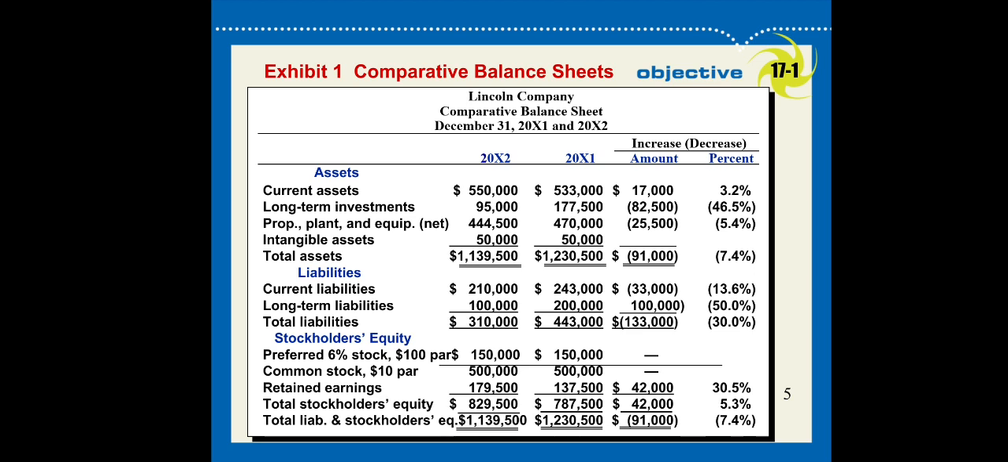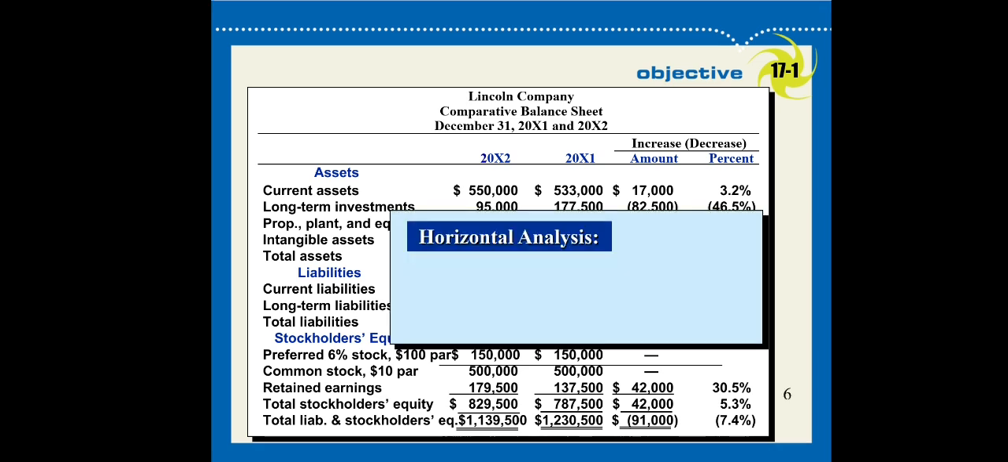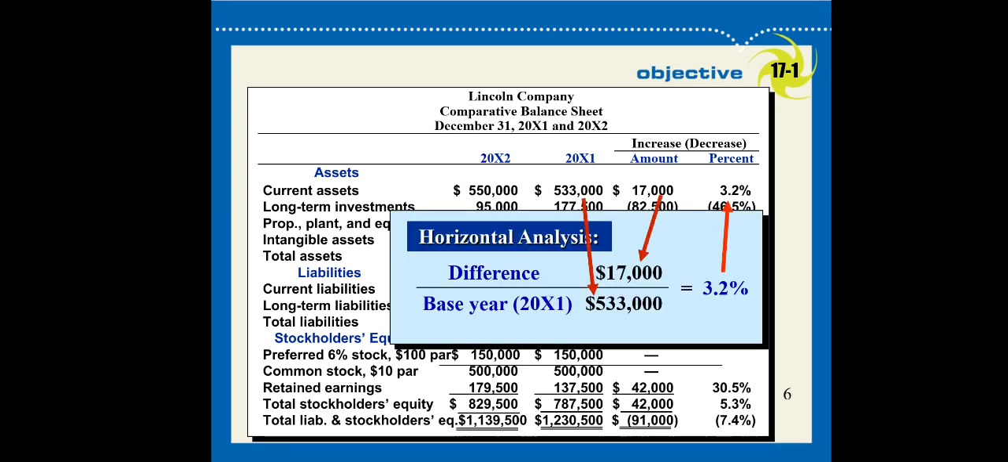That is the way to interpret the numbers. So focus on the total liabilities and total assets. The blue box shows how to do the horizontal analysis. Like I said earlier, you have to calculate the amount of decrement or increment, and then you have to calculate the percentage.